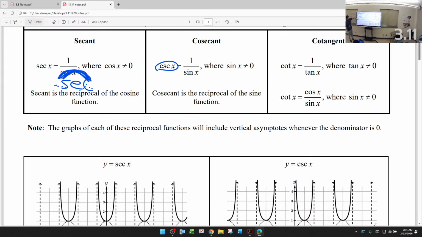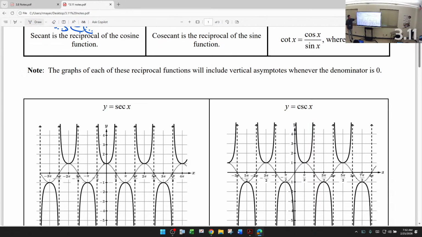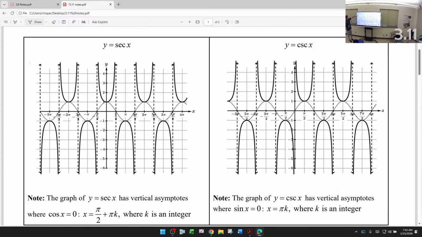Okay. The graphs of each of these reciprocal functions will include vertical asymptotes. It will include vertical asymptotes because sine has a 0, and if you flip a 0, you're undefined. Cosine has a 0, and you flip a 0, you're undefined. Okay? So their graphs look a lot different than the sines and cosines.